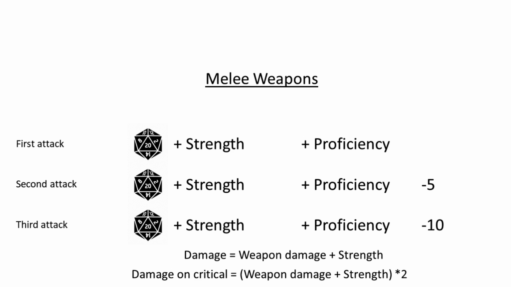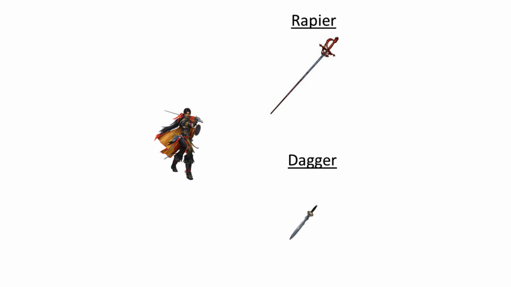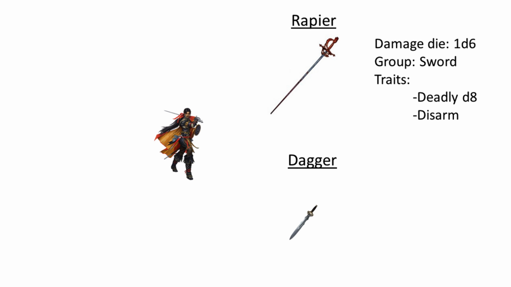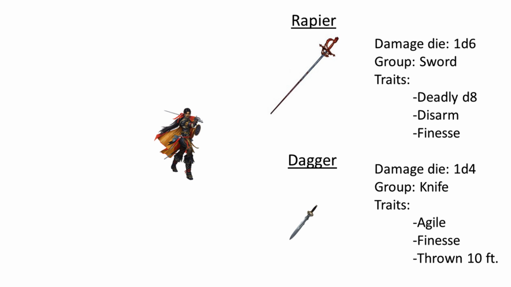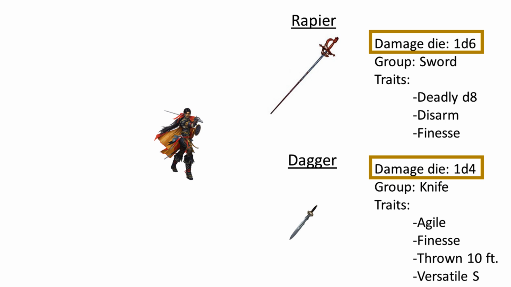Let's say you're trying to decide between a rapier and a dagger. The rapier has a damage die of 1d6. It's in the sword group, and it has the following traits: deadly d8, disarm, and finesse. The dagger has a damage die of 1d4. It's in the knife group, and it has the following traits: agile, finesse, thrown 10 feet, versatile S. Well, we can easily calculate how much damage you do on a hit with these damage die. But what do these traits mean?